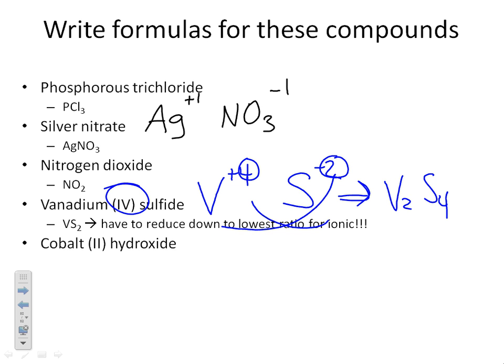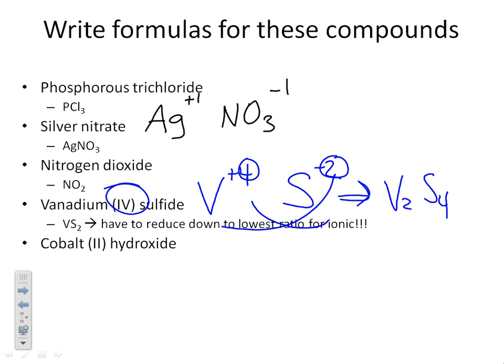Basically, it's saying that you need 1 vanadium and 2 sulfurs to combine so that their charges cancel one another out, right? The +4 on the V, the -2 on the S. We need 2 of the S's, so VS2, not V2S4. Crisscross and reduce. That reduce part is critical.